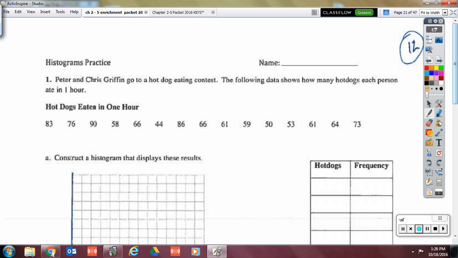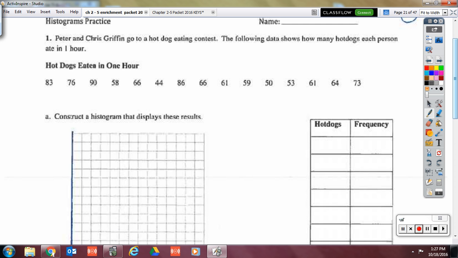Here we go. Peter and Chris Griffin go to a hot dog eating contest. The following data shows how many hot dogs each person ate in 1 hour. So these are various times that they went to the contest, okay? So there are our numbers. So we want to construct a histogram, and we want to display that. So remember when we made stem and leaf plots, we had to figure out how wide we wanted our bins to be. So let's figure that out for this problem.